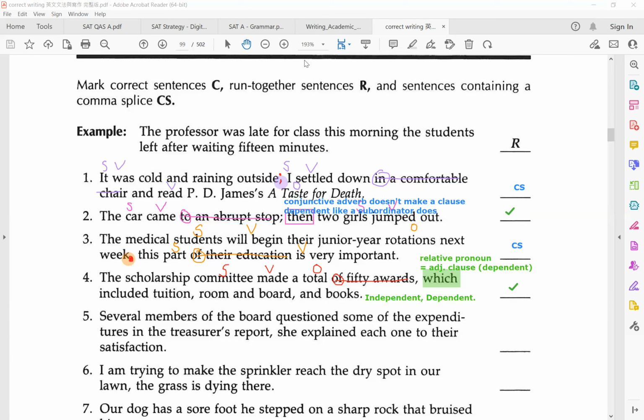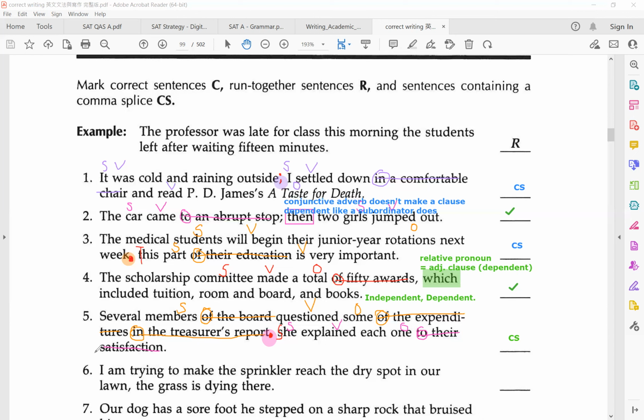All right, so one more. Several members, cross out of the board, questioned some, cross out of the expenditures, cross out in the treasurer's report, because these are all prepositional phrases. And then I see, hey, I have she explained each one. And of course, I can cross out to their satisfaction, which is a prepositional phrase. What do I have between my two complete sentences? A comma. This is incorrect. This is a comma splice. So again, I need to change it to a semicolon or period or comma FANBOYS. And I'm going to use a period and capitalize. I forgot to capitalize the T.